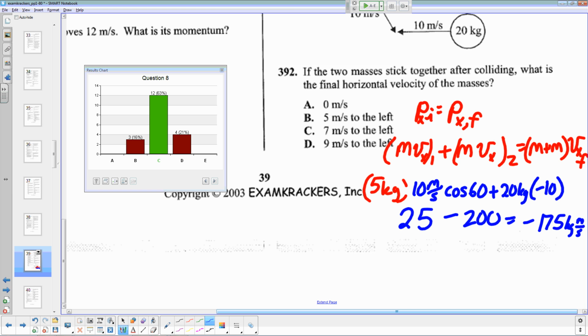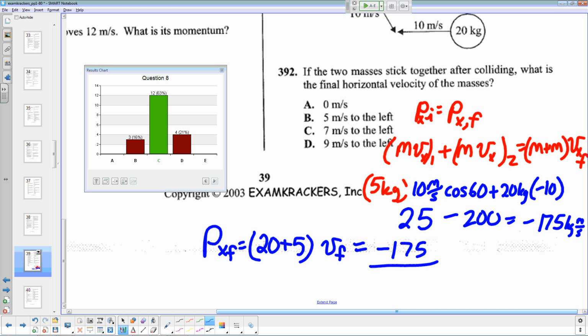Now I know that when the two balls stick together, they have to have that same momentum. So the px final, which has to equal that, is going to be the sum of the two masses, 20 plus 5, times the velocity final. So this has to equal negative 175, and I divide both sides by 25.